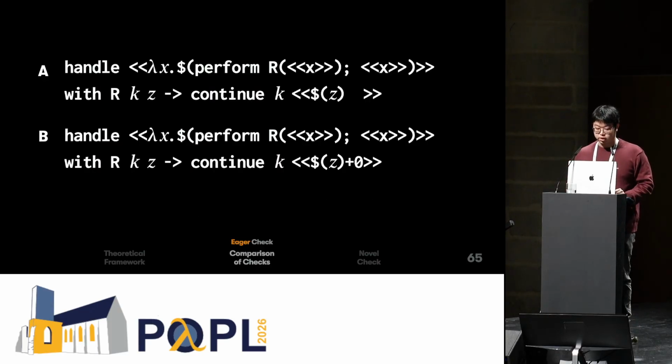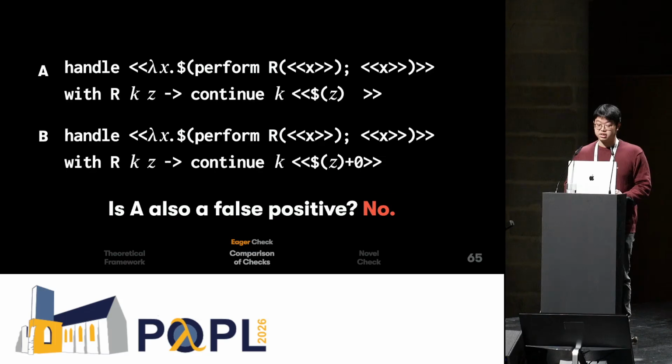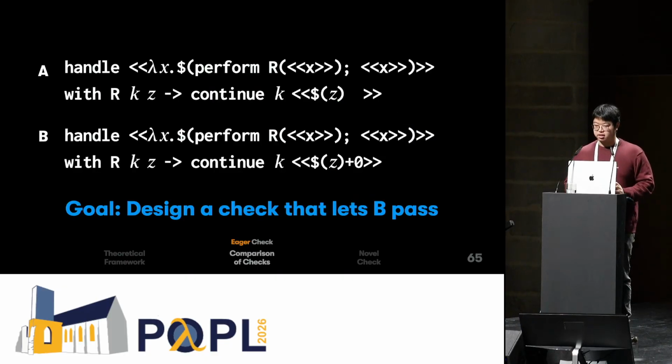And the question that we're going to ask is, so we know that B fails the eager check and is a false positive. Is A also a false positive? And the answer, somewhat unintuitively, is no, it's not. And the reason why is because that plus 0 builds an AST, and that doesn't. That returns a pre-built AST, which is really unintuitive until you expand it out. So we didn't like that, and we wanted to design a check that lets B pass as well as A. So neither B nor A would be false positives.